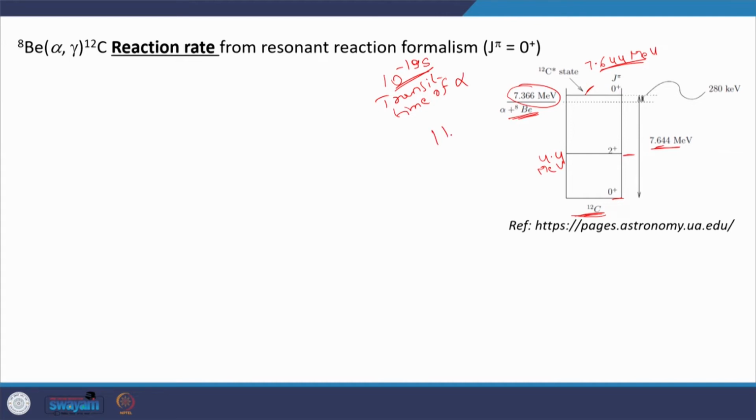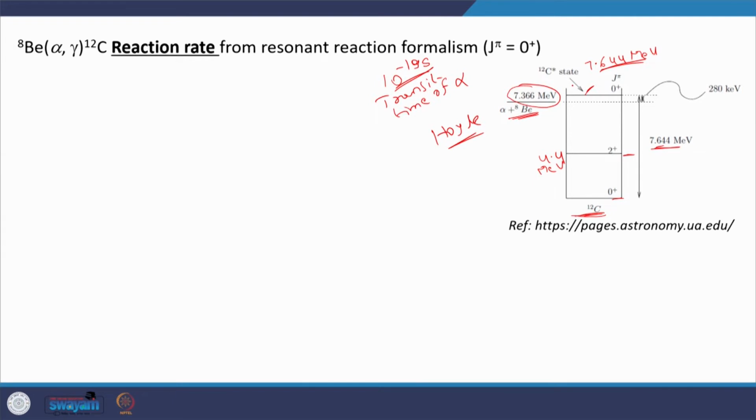Then Hoyle gave a beautiful theoretical suggestion for which he won the Nobel Prize. Hoyle suggested, no issue, we can always get agreement between the theoretically calculated abundance of carbon 12 and the experimentally measured carbon 12 abundance, provided the carbon 12 nucleus which is formed because of alpha plus beryllium 8 is formed in the excited state through a resonance mechanism.